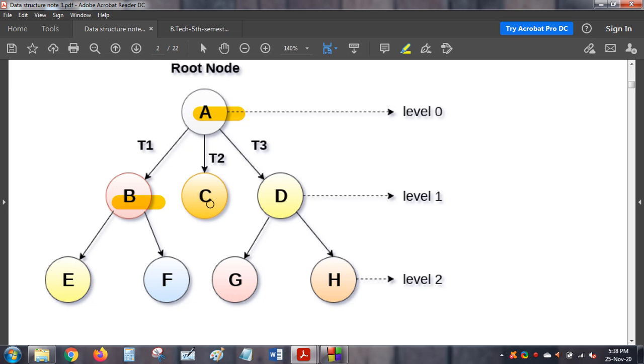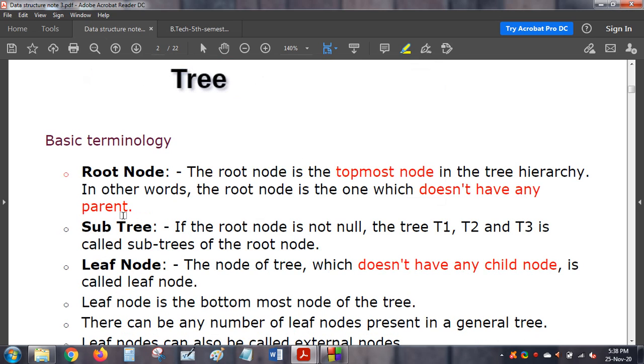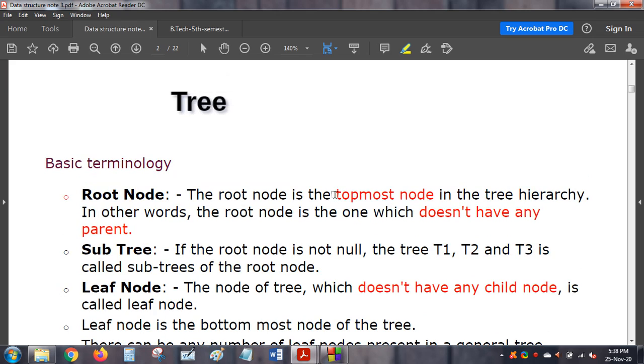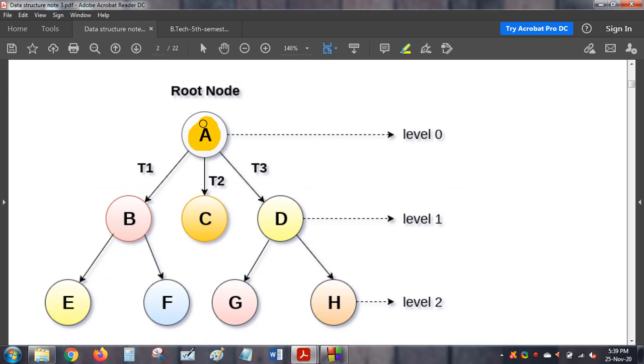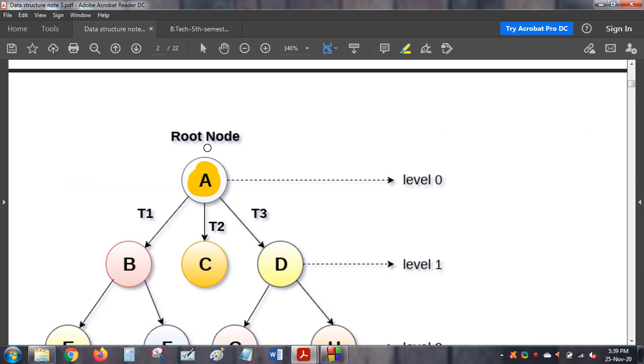Now there are a few terminologies which you need to understand. What is the root node? The root node is the topmost node in the tree hierarchy. So this is the root node. It is the one that does not have any parent. As you can see over here, does A have any other parent above it? No. So it is the root node.